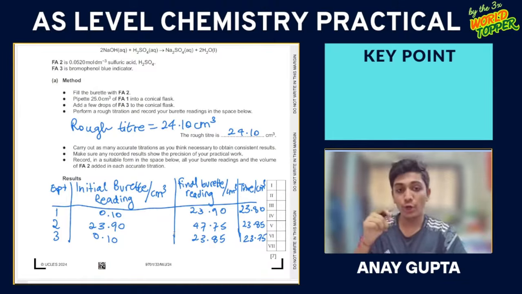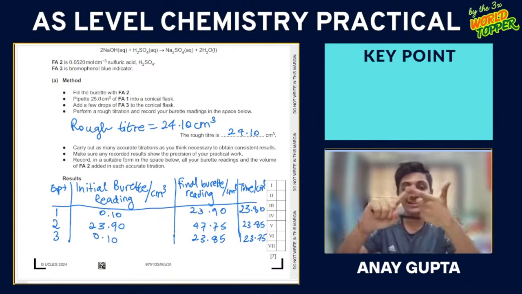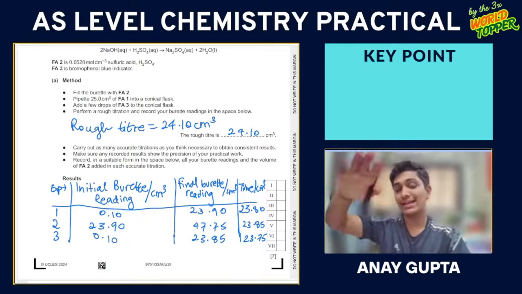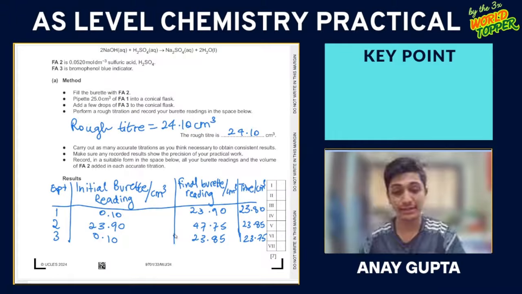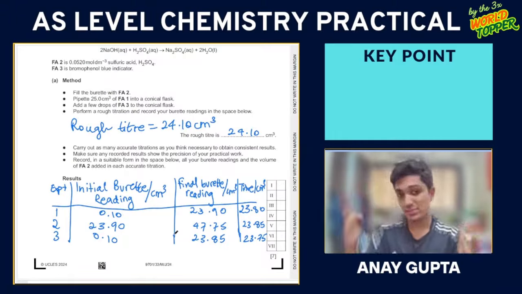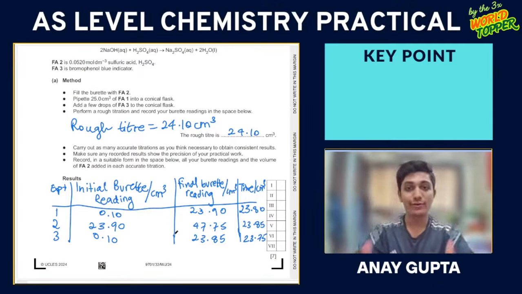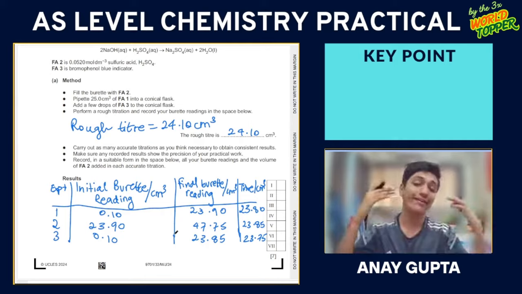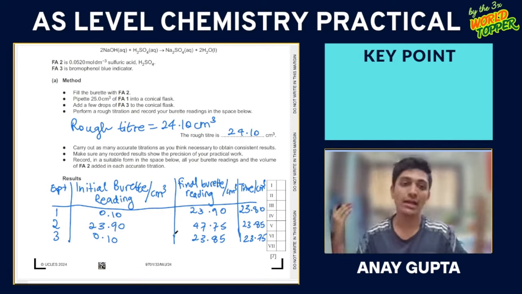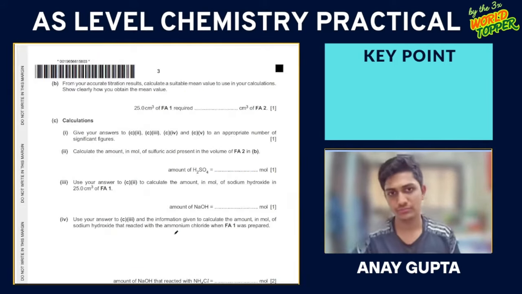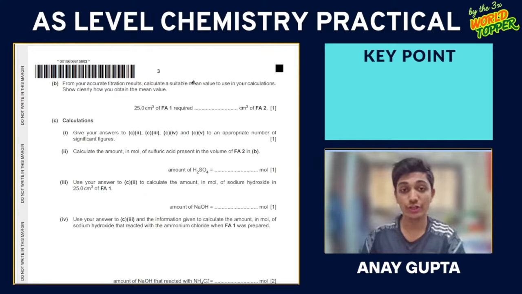Okay, so very important: concordant readings, two decimal places, and this nice little table format that we have presented our results in. Now the rest of the marks are for accuracy. Your readings will be compared to your supervisor's readings, and if you have performed the experiment correctly, they should generally be right. From your accurate titration results, calculate a suitable mean value to use in your calculations. Show clearly how you obtain the mean value.